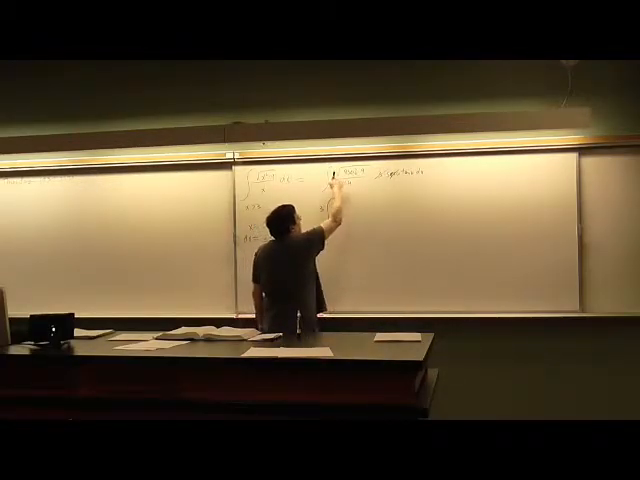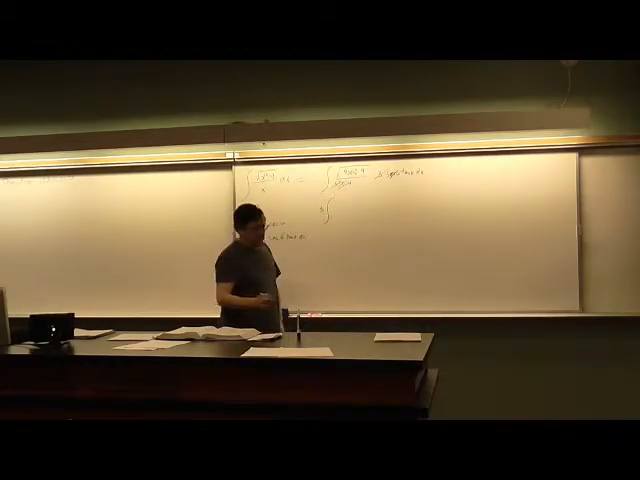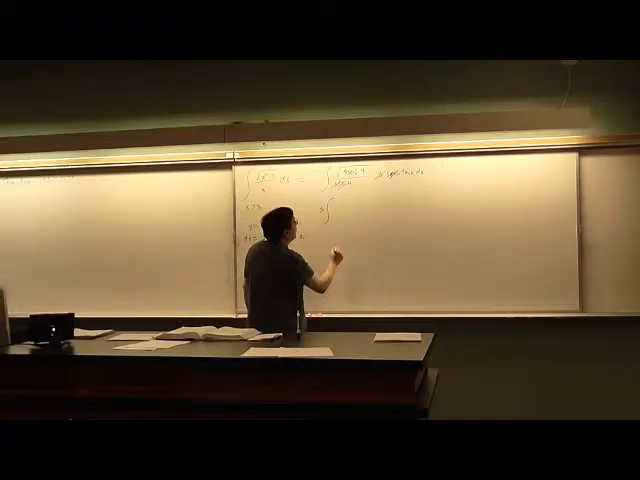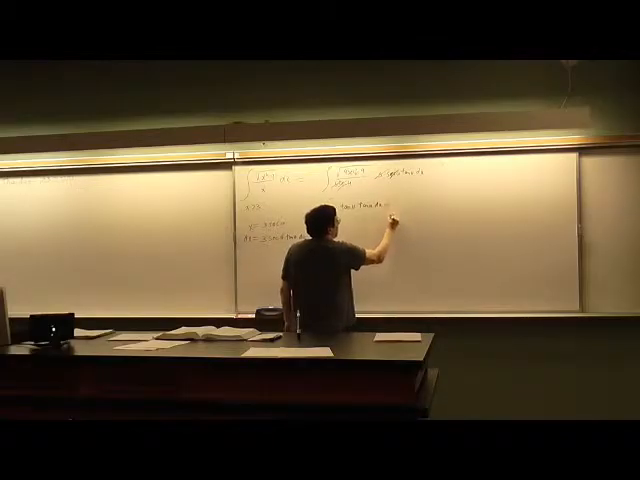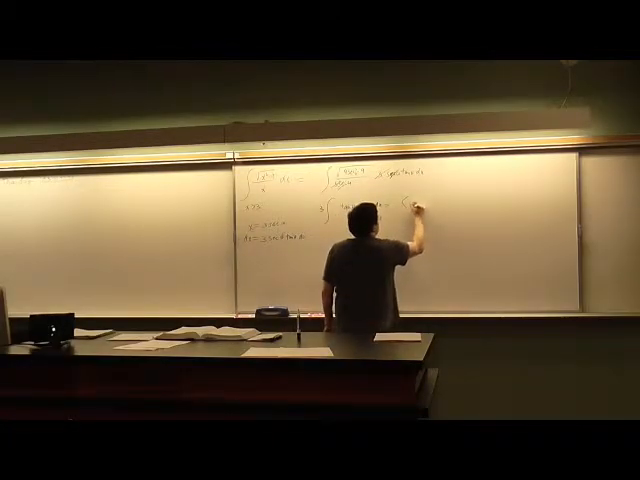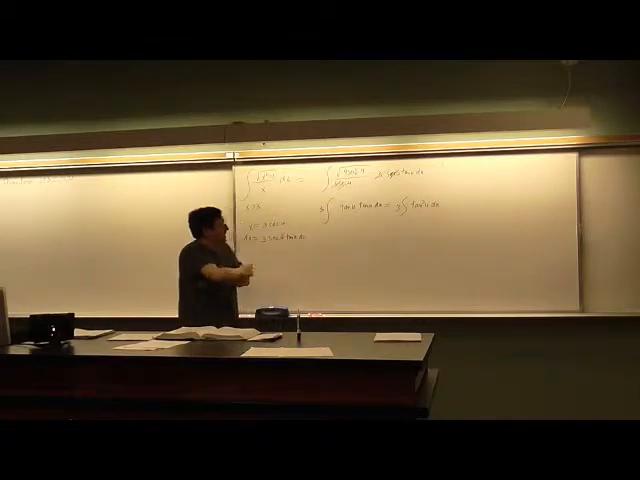Let's take out this 3 here. Secant squared minus 1 is tangent squared? Yes. So this is tangent u times tangent u du. So now we're back to... okay. Well, that made our job a lot easier, didn't it?